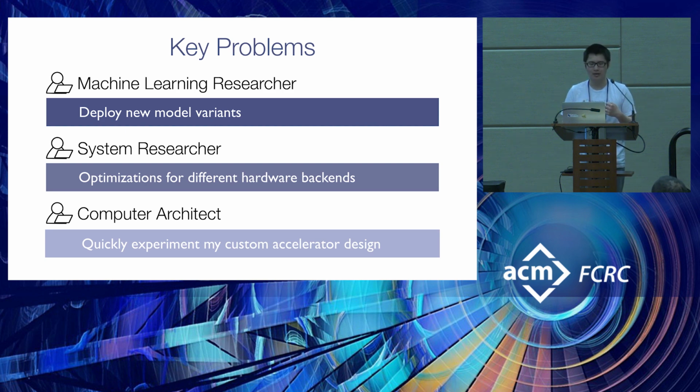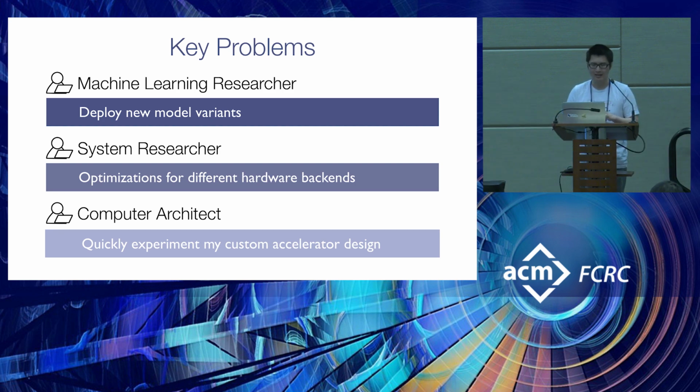Different people have different kinds of problems they want to tackle, and for many people it's not just one problem, it's usually multiple of them. For example, I, as a machine learning researcher, collaborate with computer architects, so we want to ask questions like: how can I design a new model variant that works well for a specific type of architecture?